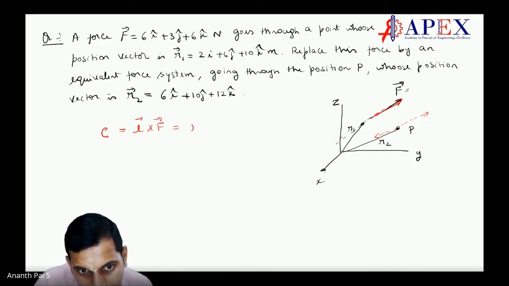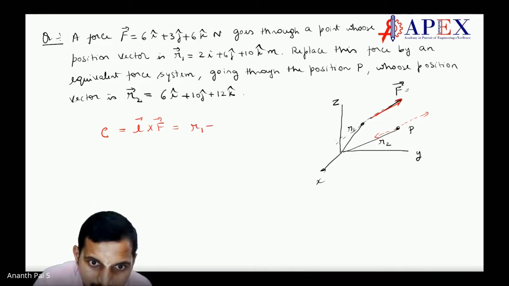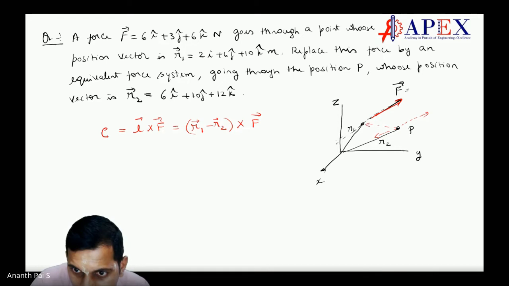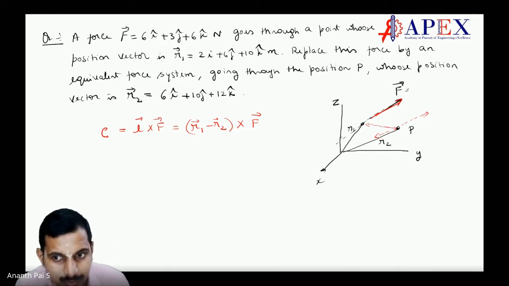R1 minus R2 crossed with F. Why should it be R1 minus R2 only, students? Because it is going in this fashion. You can say like this, R1 minus R2. So that is a distance, correct?